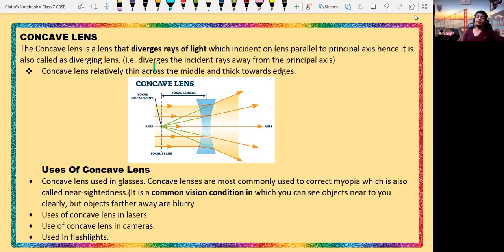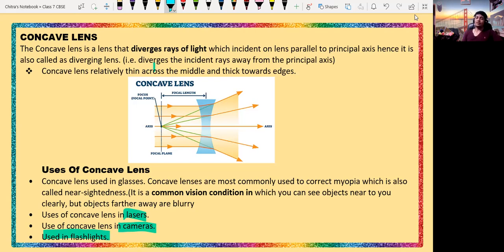Use of concave lens in laser light, in order to form a parallel beam of light. Next, use of the concave lens in camera; even in a camera it is also used, like the convex lens. And it is used in flashlights, because it gives us a parallel beam of light. So this is all about the lens.